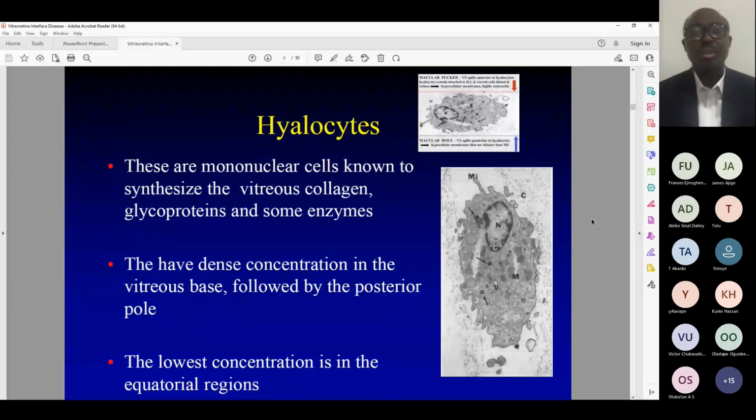Hyalocytes are essentially mononuclear cells that are known to synthesize the vitreous collagen, glycoproteins, and also some enzymes. They have a dense concentration in the vitreous base, followed by the posterior pole. The lowest concentration of hyalocytes is in the equatorial regions.